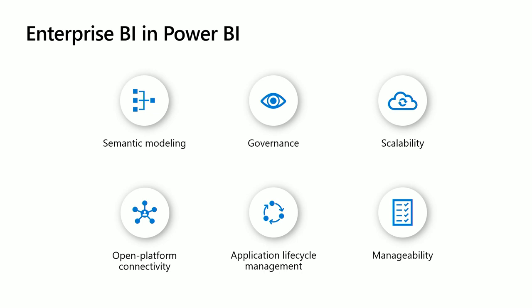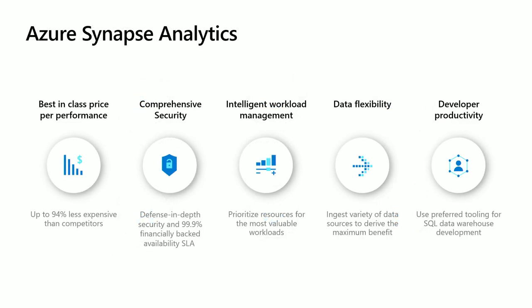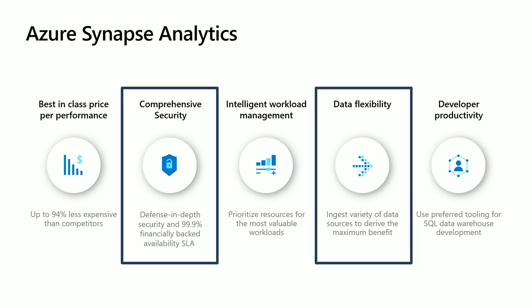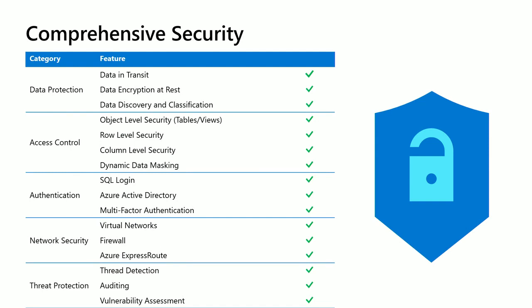OK. So if I drill forward here a little bit, let's go back onto here. I just want to drill into two of these pillars that I talked about in the previous slide, and they are the security and the data flexibility. I'll show you a couple of demos for each here. So with security, we think about this as a defense in depth strategy, five distinct categories, each with a set of capabilities to help you secure your data.